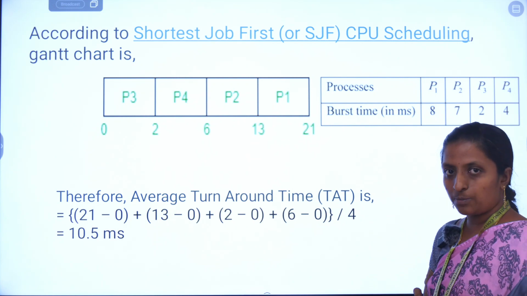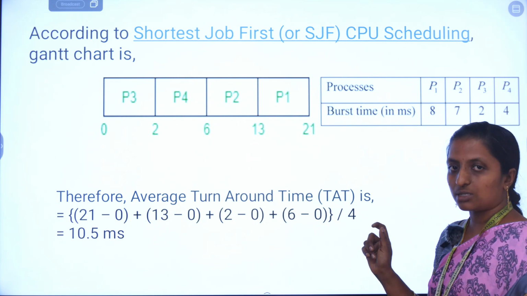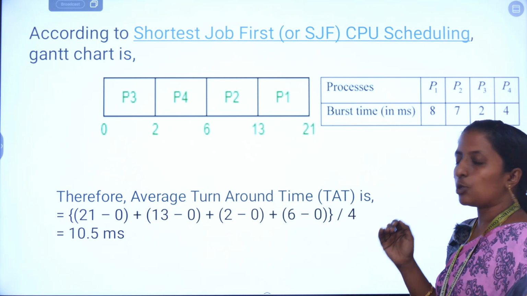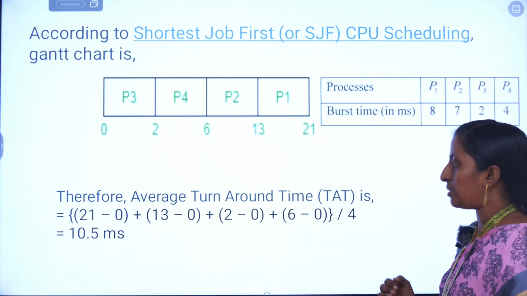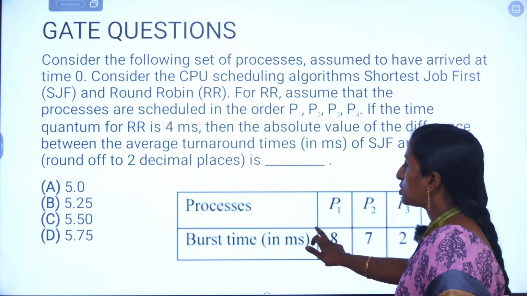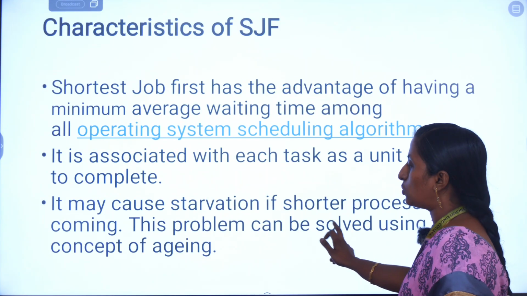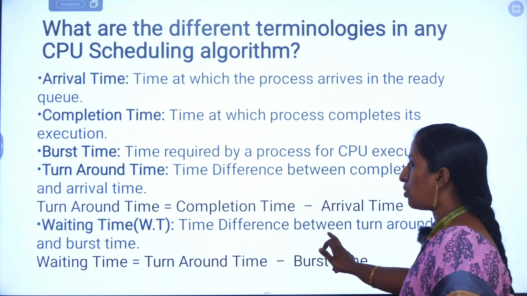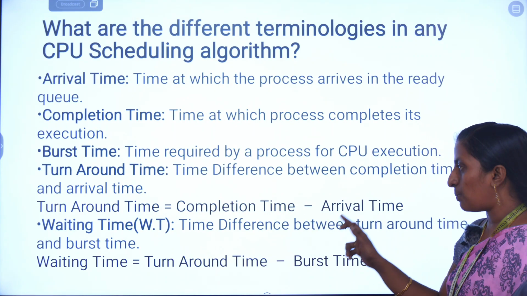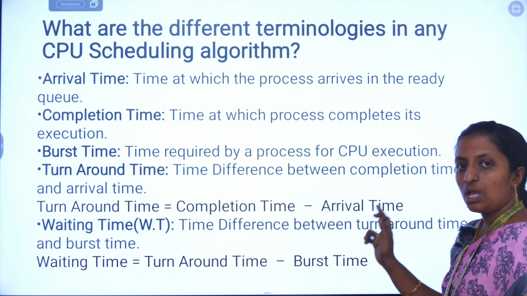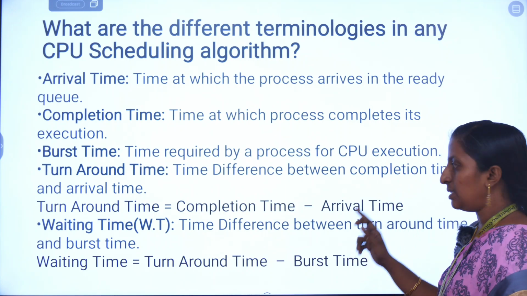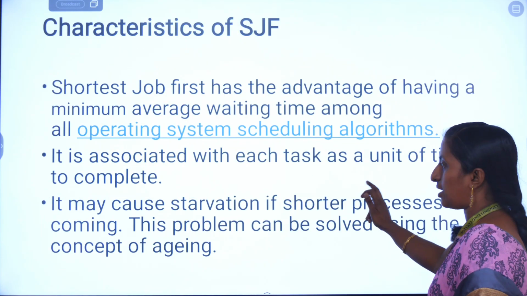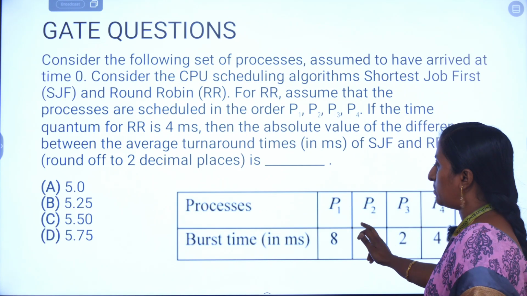Whenever you are solving a problem, you must draw this Gantt chart. On seeing the Gantt chart, you can easily solve the problem. Now the task is to find the average turnaround time. What is the formula for average turnaround time? We can go to that slide and have a look at it. Turnaround time is the completion time minus the arrival time. How far the process is completing, minus the arrival time. So remember, completion time minus arrival time. Let's go to the problem.